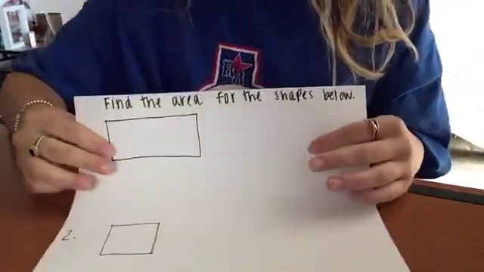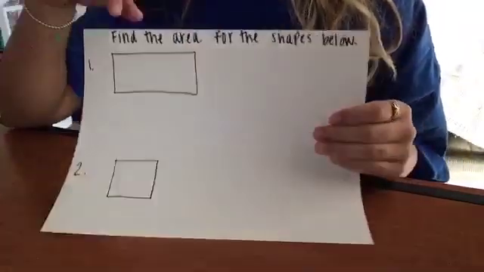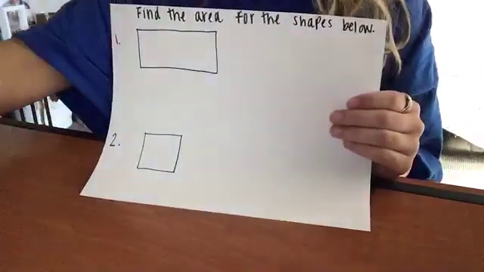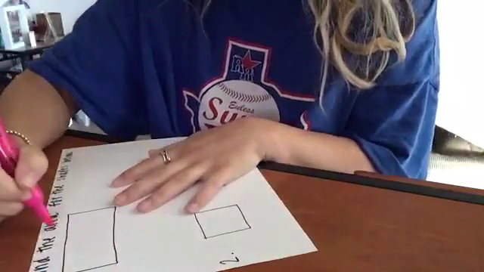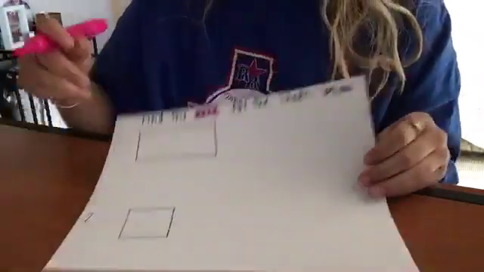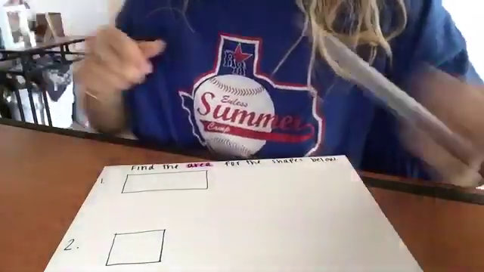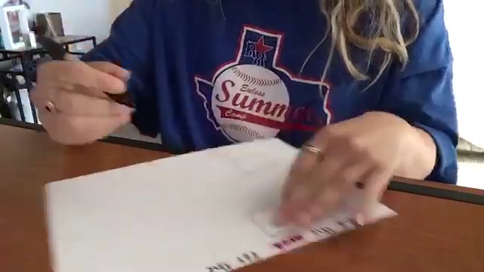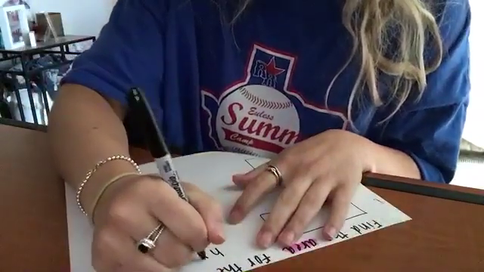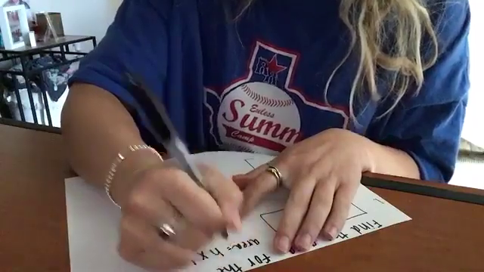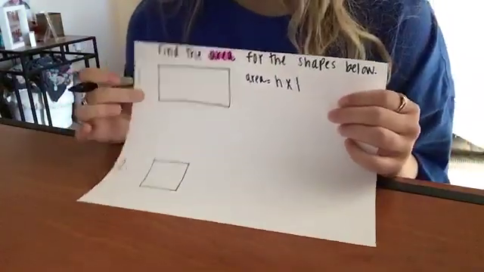So today I have two problems. I will be finding the area of the shapes below. Now when I see that, I'm going to automatically highlight the word area because that is what I need to find out. So the formula for area is height times length is area. So this is what I'll be using for both of these shapes.